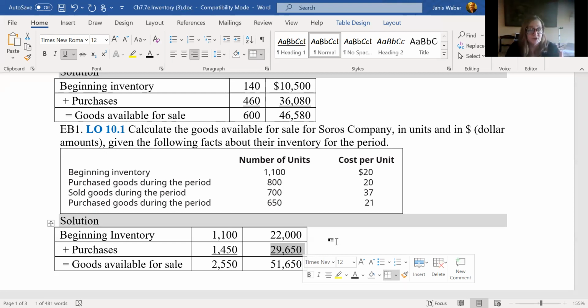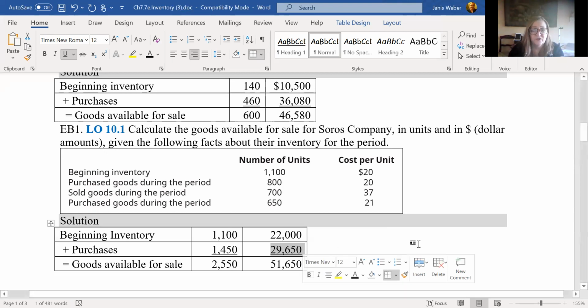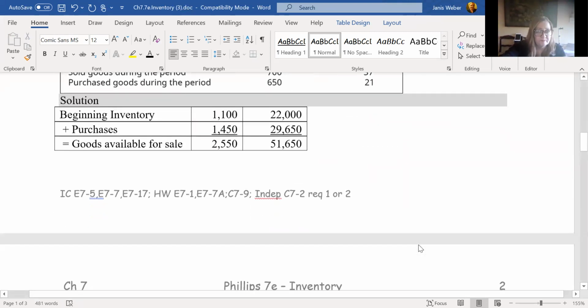So again, to find the amount of goods that are available that you can sell, it's just a simple matter of how much inventory did I have at the beginning of the period when I walked into this period, how many were sitting here in my storehouse, or in my storefront that I'm ready to sell. And then the addition is how much did I buy? How many units at what price? And so that's where the 29,650 is coming in. That's the purchases. So when you add them together, you get goods available for sale.